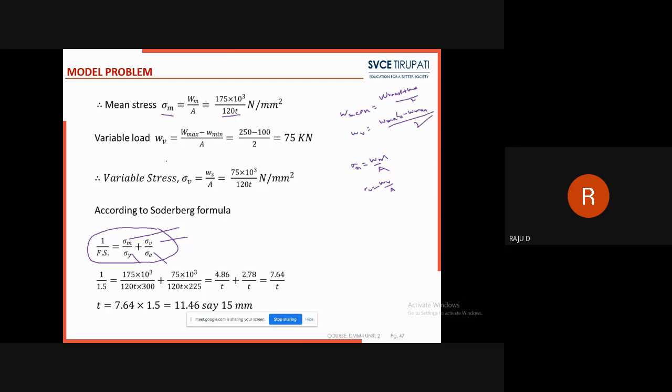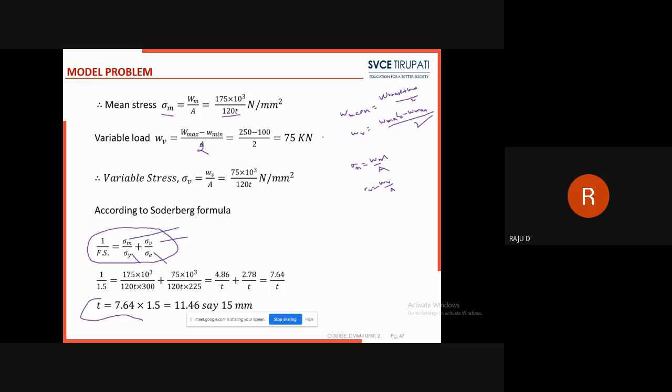Same in variable load also. WV is equal to W maximum minus W minimum by 2. Sorry, minimum by 2 here. So that is 75. Then variable stress is variable load by area. Variable load we already found is 75, by 120 into T. So these two values we have to substitute in the given equation. Finally, you will get the thickness value. Simple logic only.